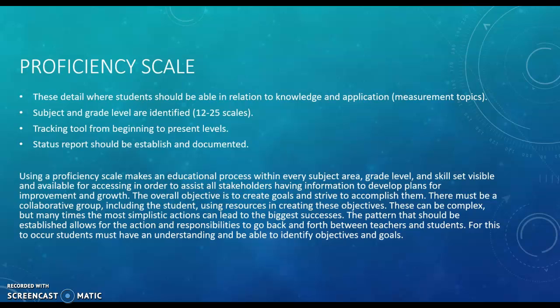These can be complex, but many times the most simplistic actions can lead to the biggest successes. The pattern that should be established allows for the action and responsibilities to go back and forth between teachers and students. For this to occur, students must have an understanding and be able to identify objectives and goals.